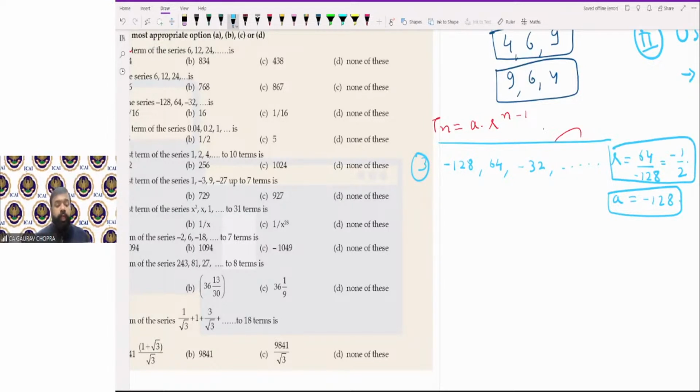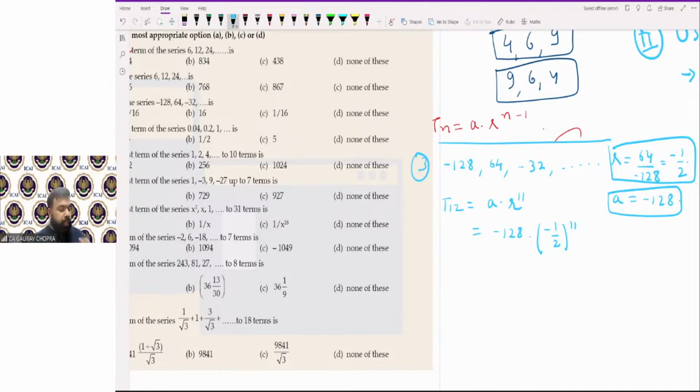Okay. So now what you have to do? You have to find out T12. A into r to the power of 12 minus 1. So minus 128 multiplied by minus 1 by 2 to the power of 11. Now you can simplify and get the answer.